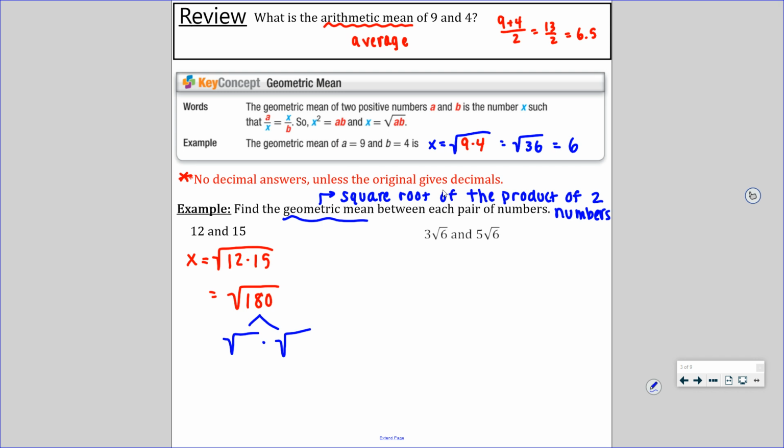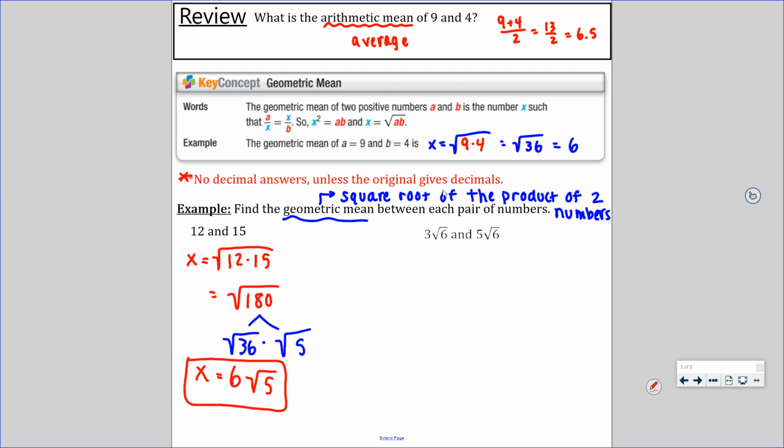Divide by 81. Ooh, no, that doesn't work. Divide by 64. No. 49. No. 36 will tell you 5. 180 is the same as 36 times 5. What's the square root of 36? 6. I always write the perfect square factor first, too, because then it can just feed down into my final answer. I square root this number, leave the one that's not a perfect square. So 6 root 5 is the geometric mean of 12 and 15.